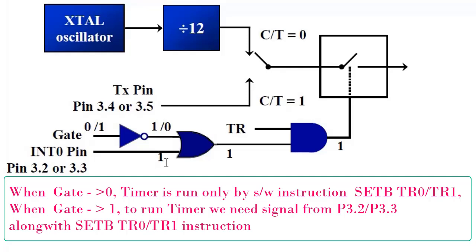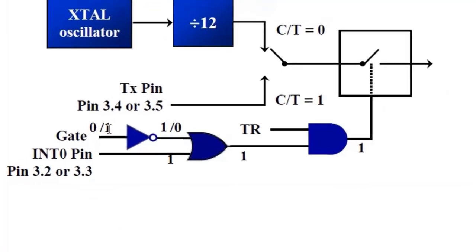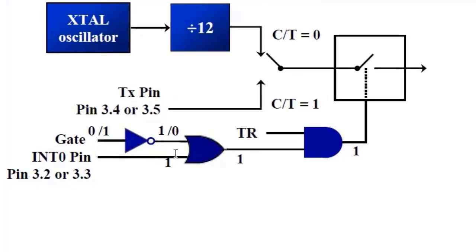So this is the most important case. This logic 1 we will use externally, means a hardware signal should be required. One hardware signal should be required to run the timer when we are keeping gate as logic 1. So it is understood that if I keep the gate 0, only this software instruction is sufficient to run the timer, but if I keep the gate on, then some external signal should be required to make the timer run.